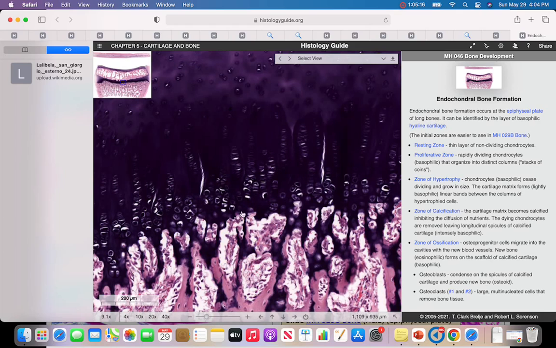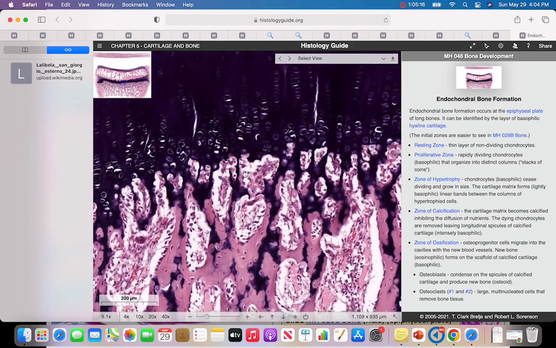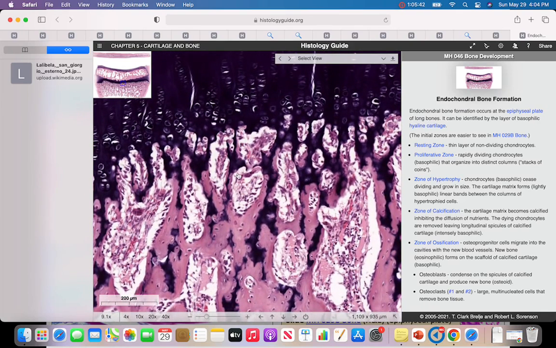Then there is the zone of calcification. The matrix becomes calcified. So when the matrix is calcified, the chondrocytes will have difficulty getting nutrition, so they will undergo apoptosis or cell death. Then the last zone is the zone of ossification or resorption. So blood brings osteoblasts and osteoclasts. And as you see here, these are osteoblasts, and the osteoblasts begin to produce bone tissue. They will lay down bone tissue. And the osteoclasts will resorb the bone tissue.